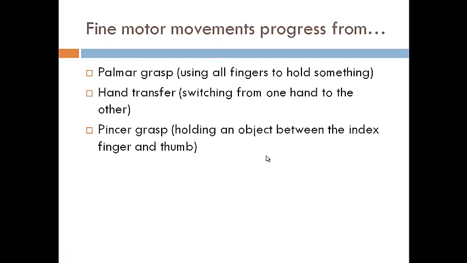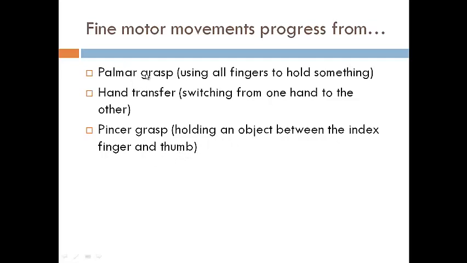And the progress of fine movement goes from something called a palmar grasp. If you notice when a baby is really young and you give them something, they usually just grab it with their entire hand. Okay? So it's just a random grab of something using all of their fingers. The next stage is they progress to something called a hand transfer, which means if they are holding something in their right hand, they can switch it to their left hand. And then the final stage is called the pincer grasp, which is the ability to hold an object between the index finger and the thumb.